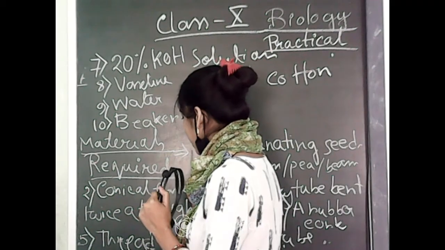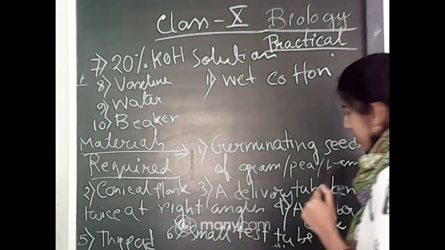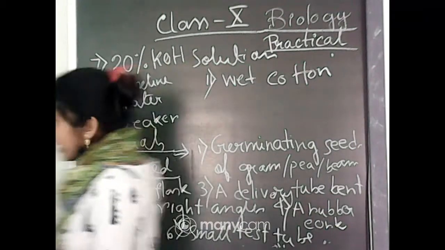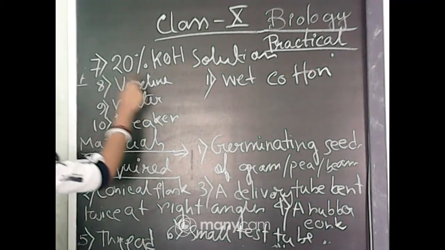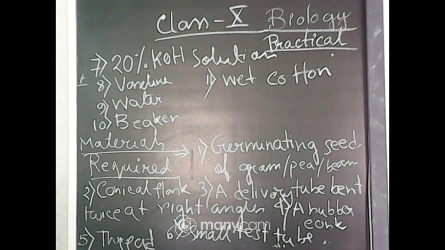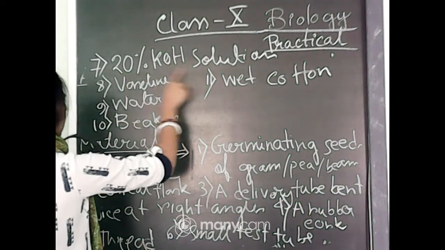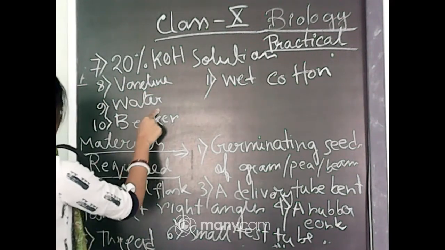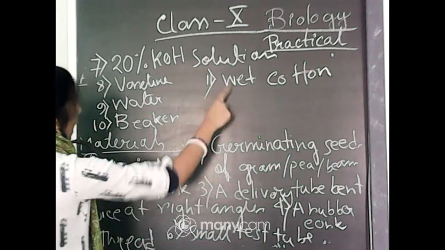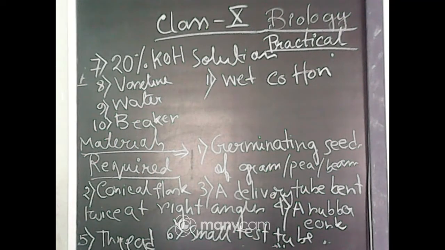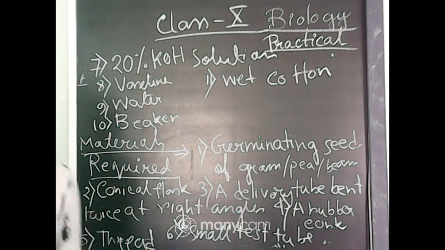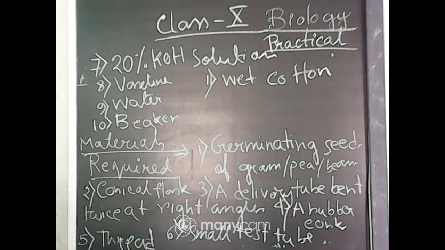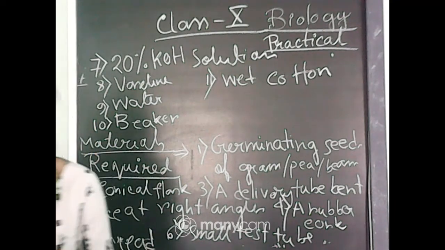Fifth is thread. Sixth is a small test tube. Seventh is 20% potassium hydroxide solution. Eighth is Vaseline, ninth is water, tenth is a beaker, and eleventh is wet cotton. So these are the materials which are required for this particular practical. Hope all of you have written them in your copy.